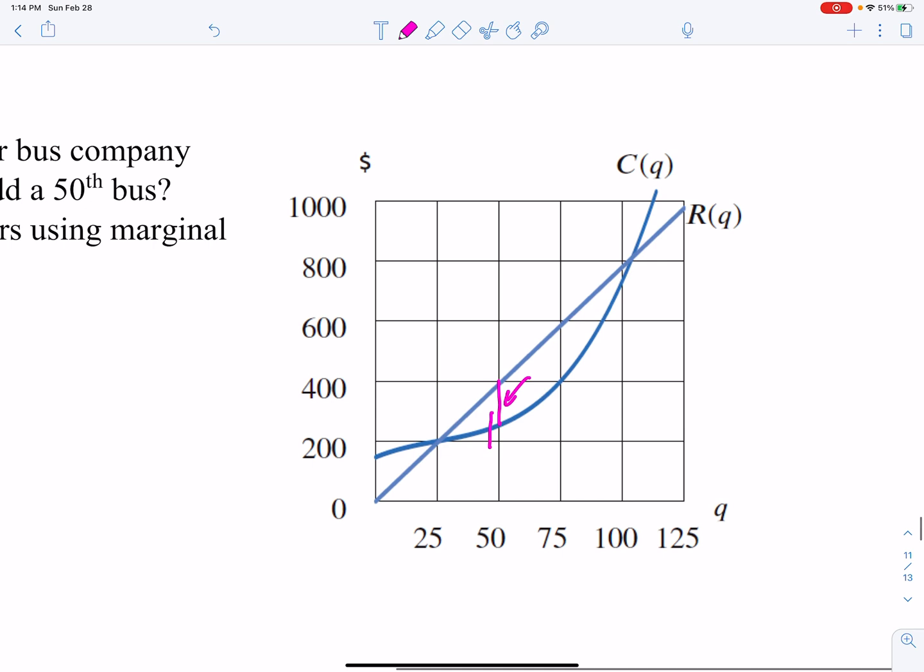But what about the 90th bus? Let's see, 90 is, I don't know, somewhere in here, right? What's happening to that vertical gap between revenue and cost? It looks like it's getting smaller than when it was at 50, right? Okay, so we would not want to add a 90th bus because at some point we're starting to decrease our profit margin, okay? Again, it depends on the whole business picture.